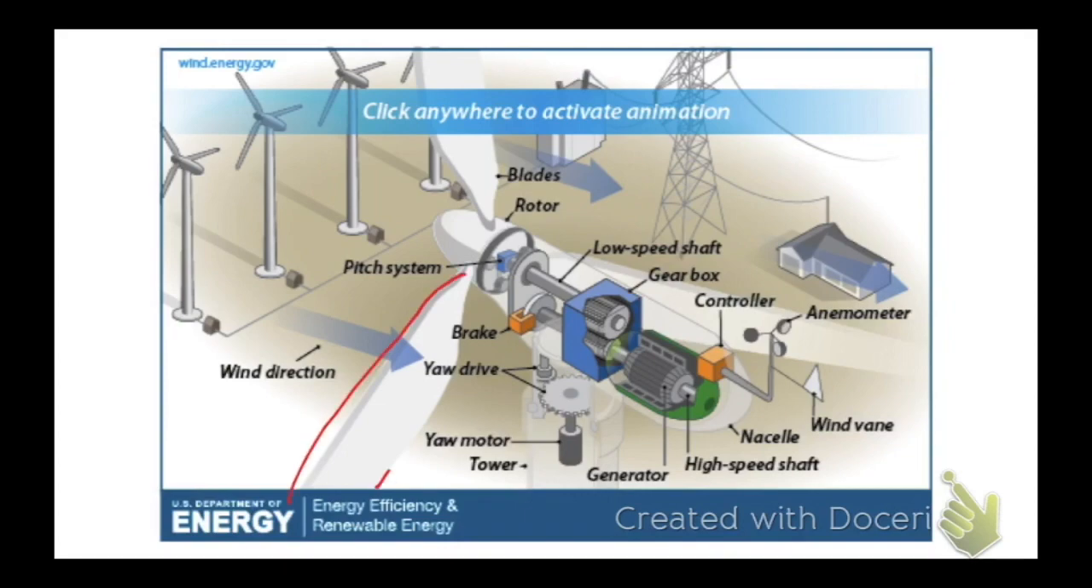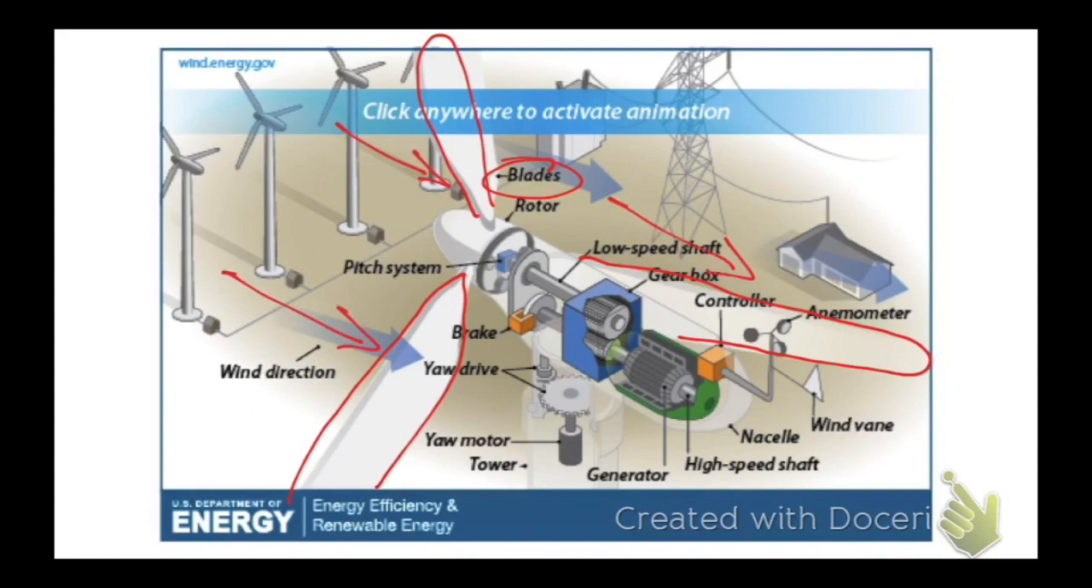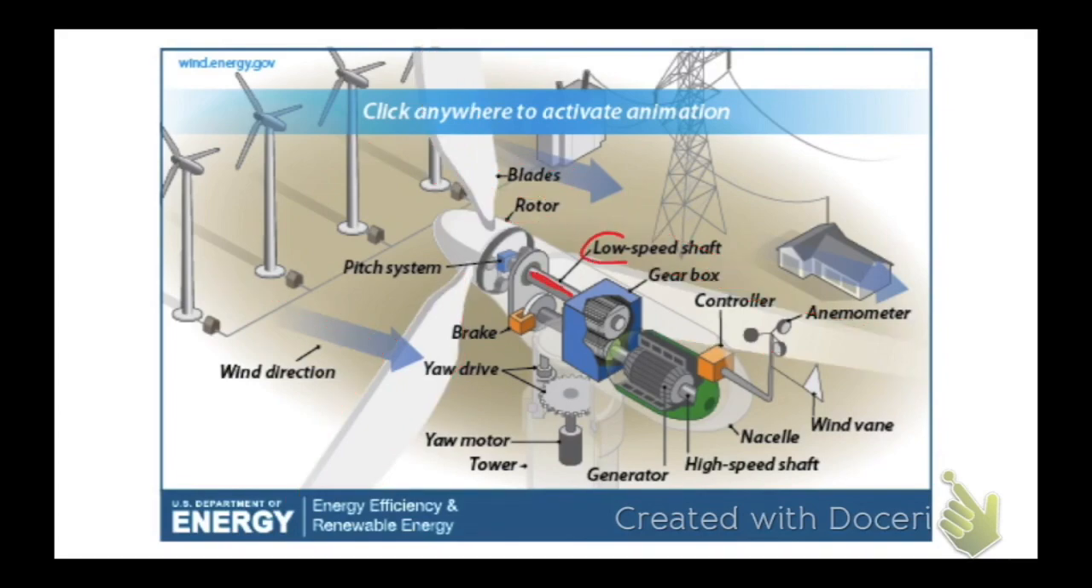So, of course, you can see here we have our blades. Okay? The blades. And then wind hits these and it begins to turn the rotor. So right here, we have our low speed shaft. And then that shaft in the gearbox gets converted to a higher speed. And then this part here is the generator. So that's where the electricity gets made. Okay. Couple other things here. There's computers in here controlling things. This is an anemometer. This measures wind speed.